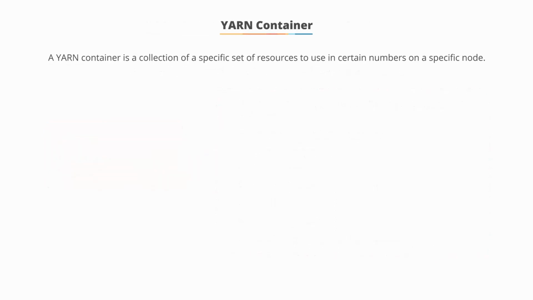A Yarn container is a collection of a specific set of resources to use in certain amounts on a specific node. It is allocated by the resource manager on the basis of the application. The application master presents the container to the node manager on the node where the container has been allocated, thereby gaining access to the resources.